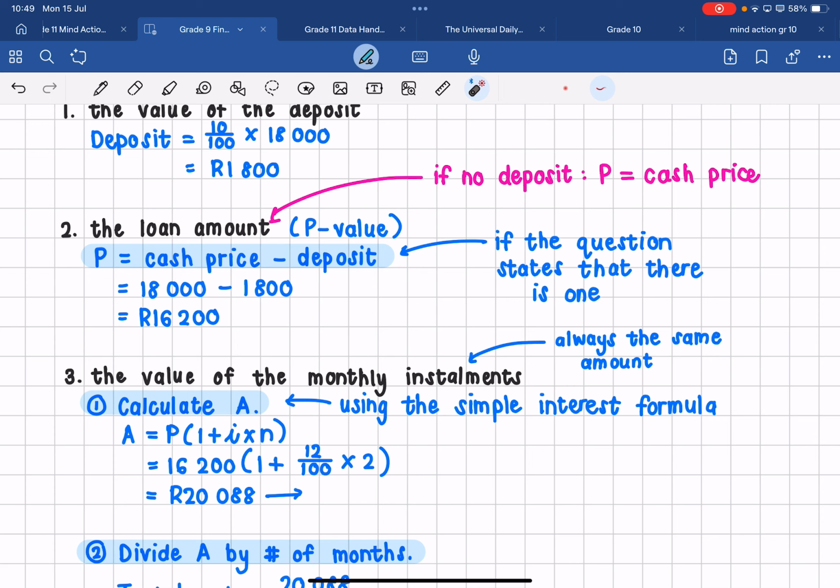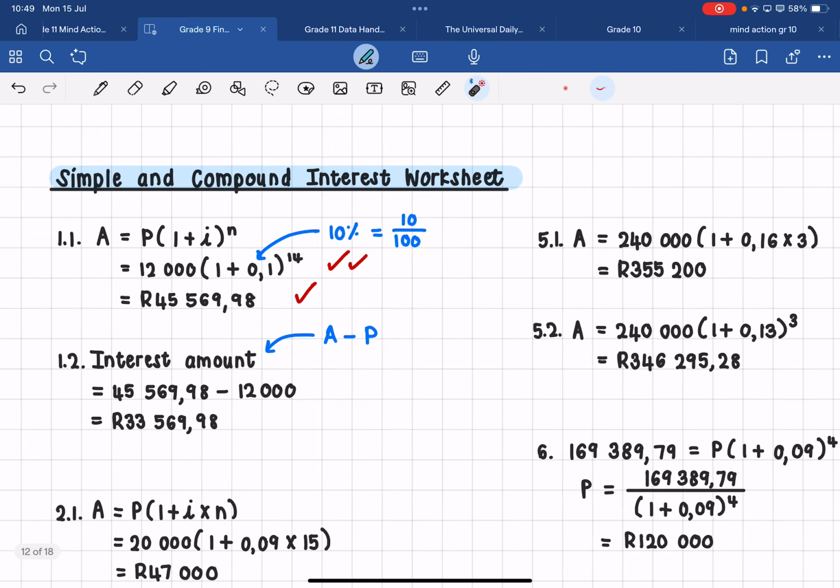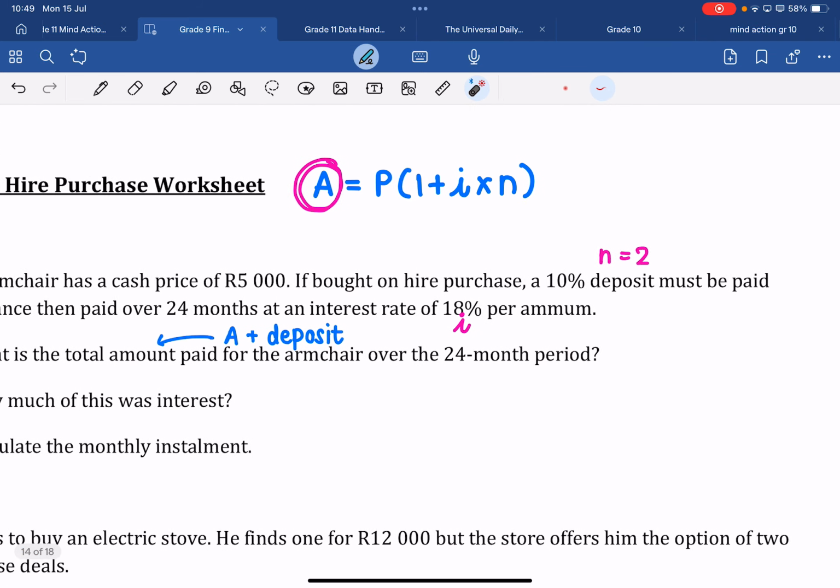Right? So I think I said last week already, finance is an easy section. You can easily get full marks for it, but you're going to have to put in the time to actually memorize these steps and these formulas. Okay, and if you don't, you're not going to get the marks. So we also need to calculate this. What is the cash price of this armchair? 5,000 Rand. Yes? First, we need to find the deposit. Okay, so I'm going to do that very first calculation just with you guys.